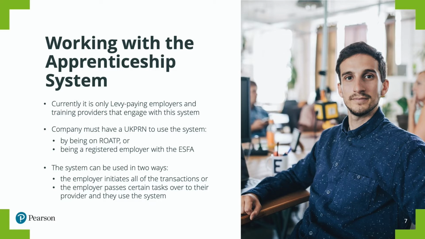So then, a little bit of an introduction to the apprenticeship system itself. As I said, it's only levy-paying employers that can access the system in terms of using it for their levy money. However, you've got to also have a UK PRN number. You need to be registered with the Education Skills Funding Agency, either as an employer or as an employer provider. And if you're a provider, so hence you're going to be engaging with the system on behalf of an employer, then you need to be on the Register of Apprenticeship Training Providers.